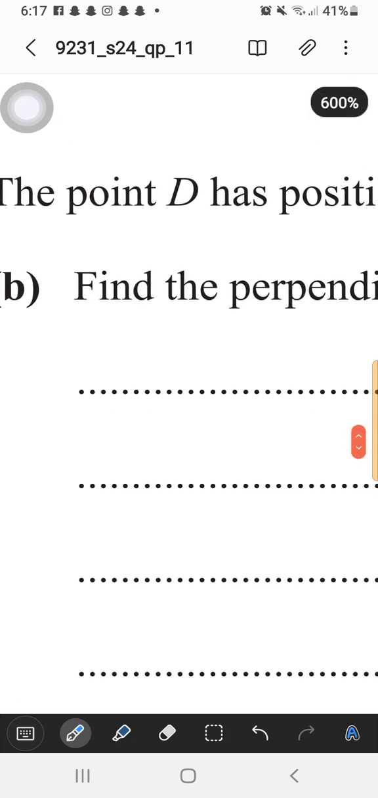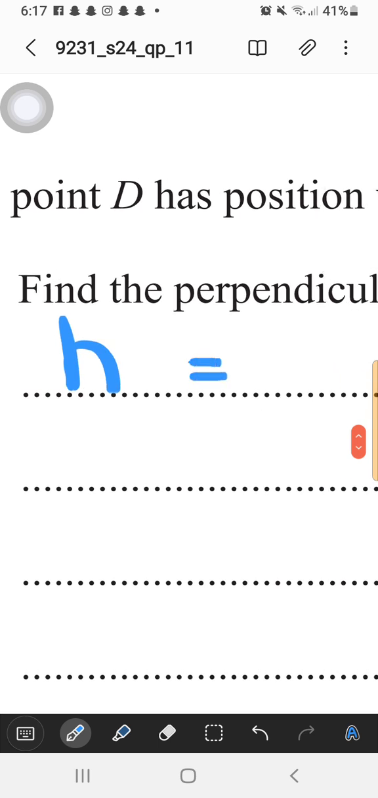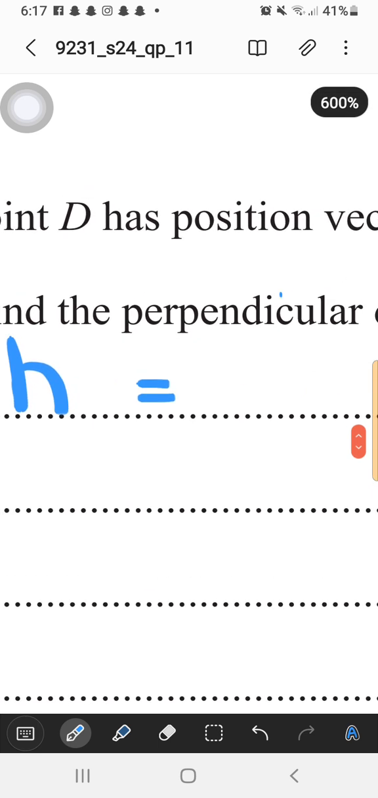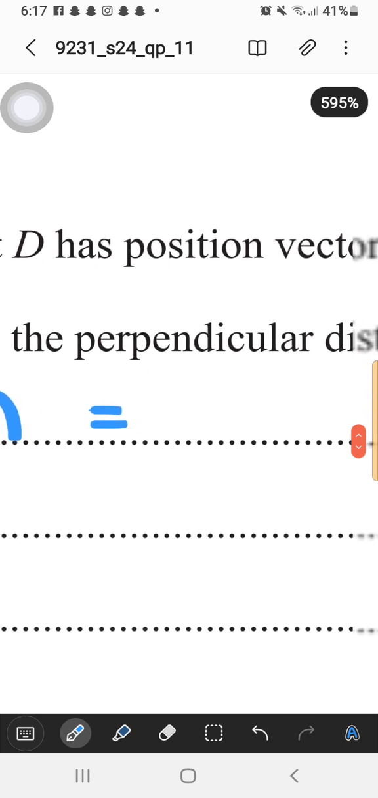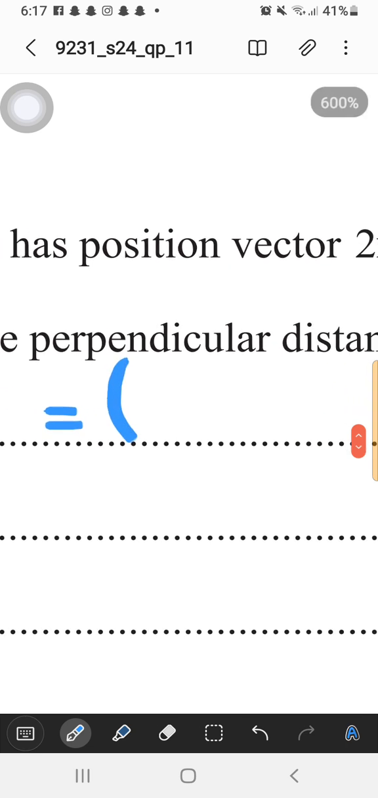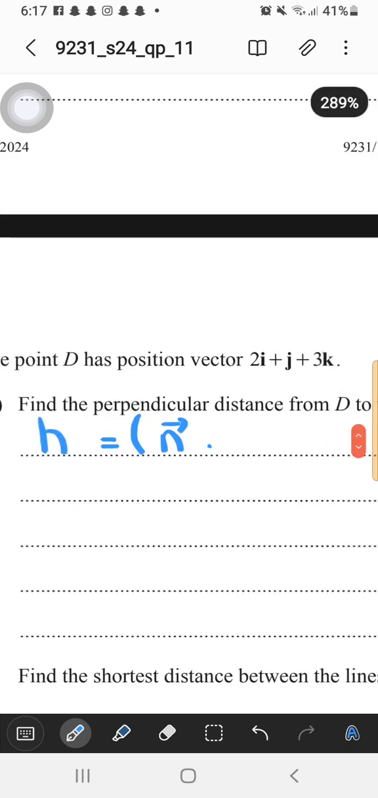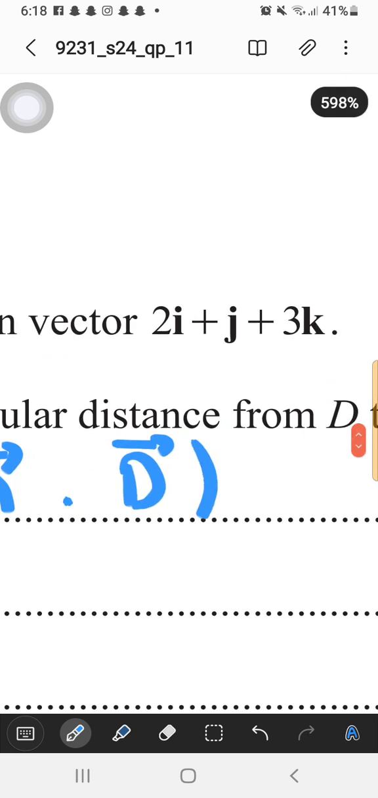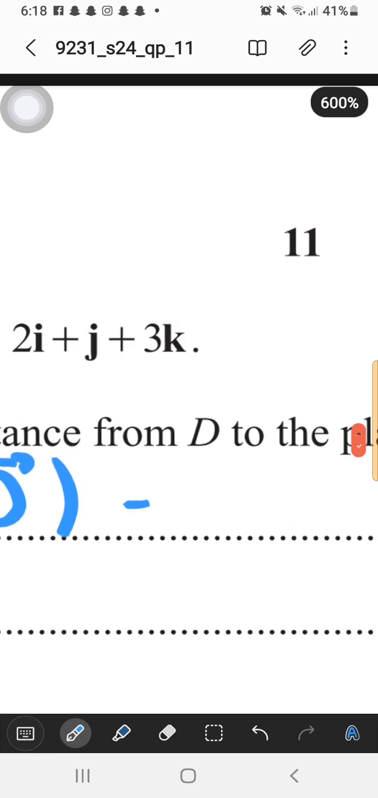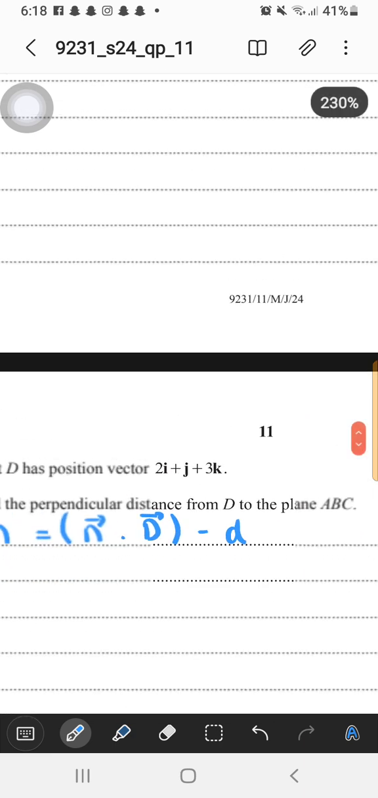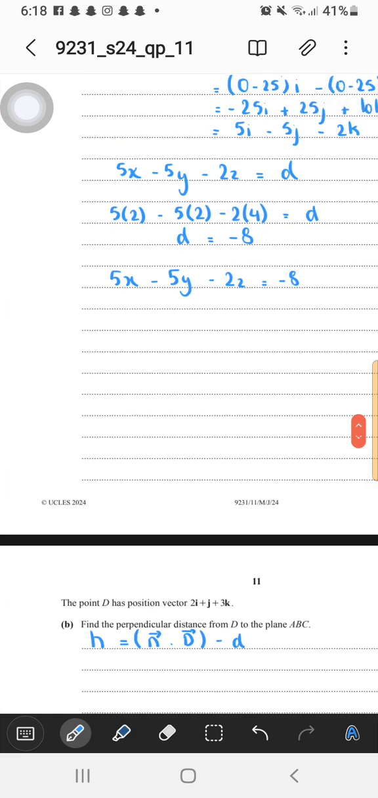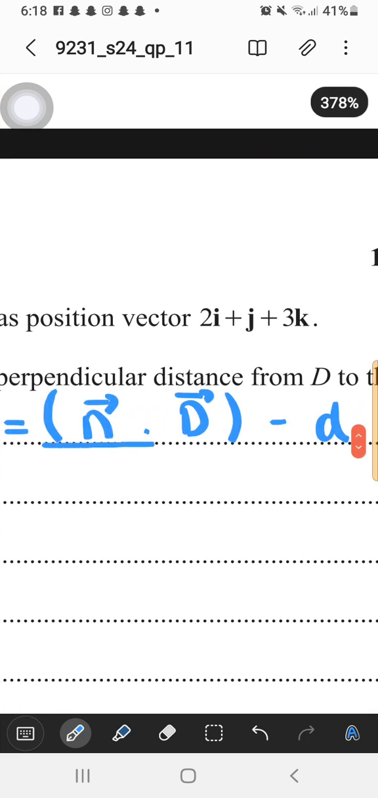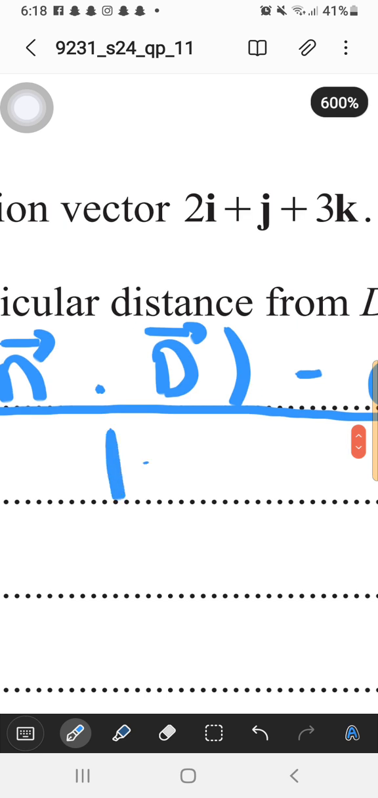Let me show you the formula. Distance means height, I am representing it as a height. Okay, height is equal to the normal vector dot product with the position vector. The position vector is D. Okay, minus D, which we found in the previous part, negative 8. Okay, this divided by modulus n.